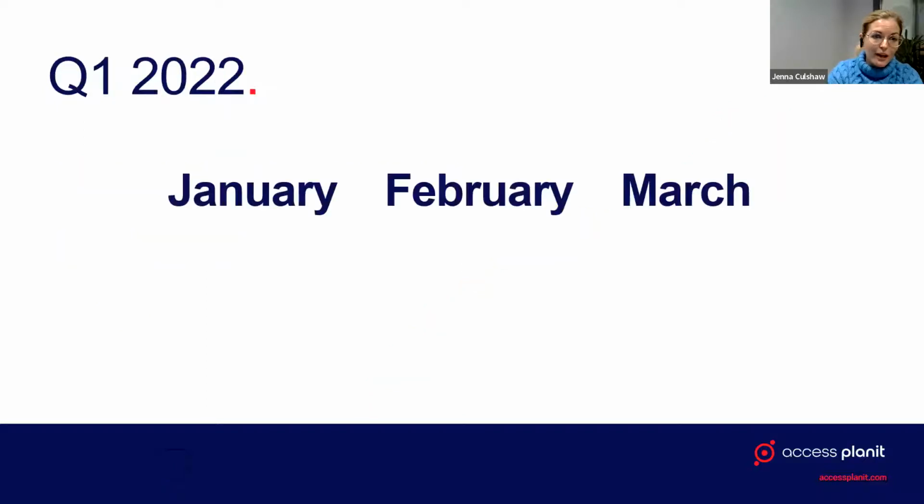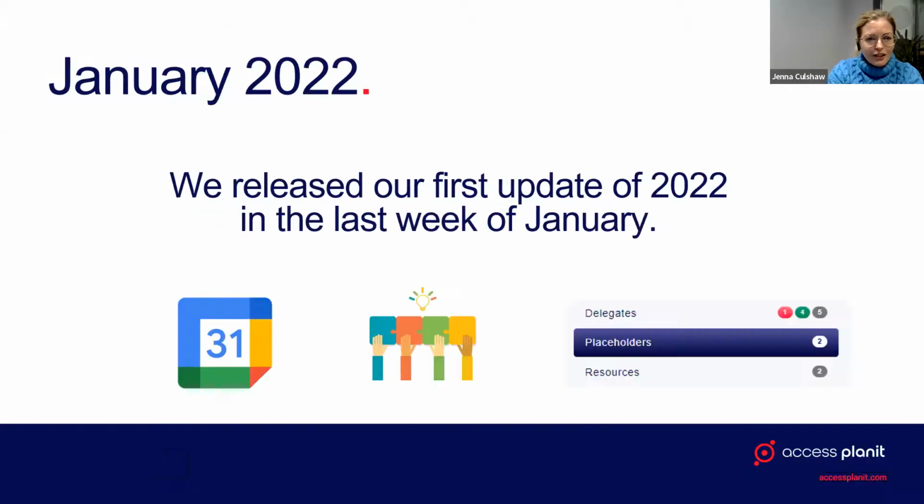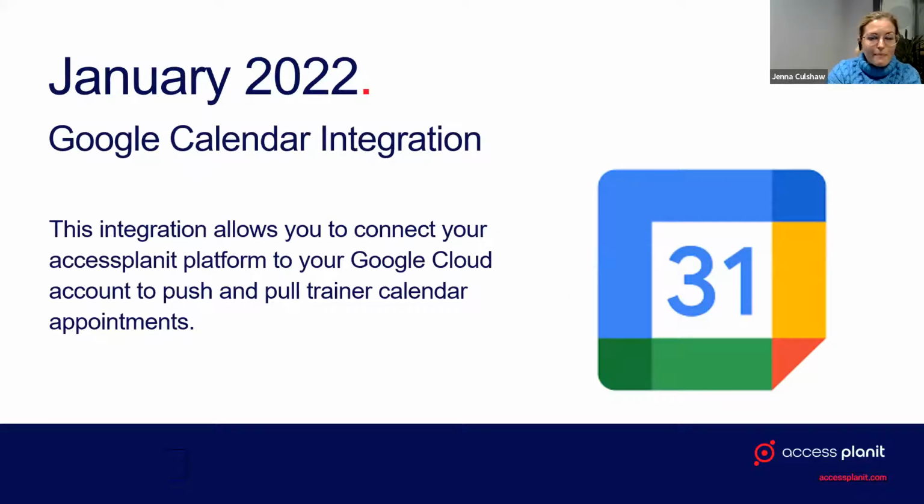So let's get going. Let's start with January. We released our first update of 2022 in the last week of January. That included our new integration with Google Calendar, 3 major new features in our API feeds, and updates to placeholders in workflows. So our major update in January was an entirely new module.